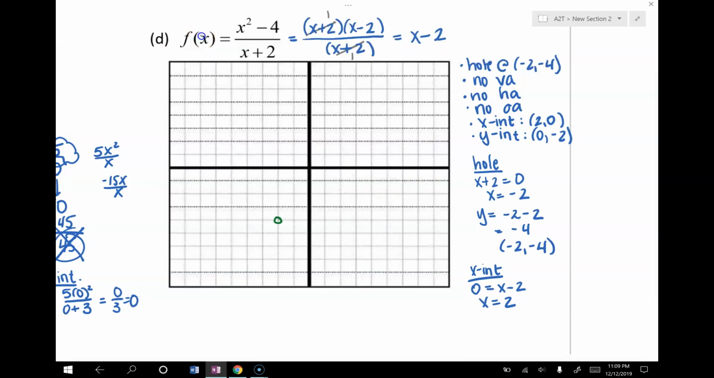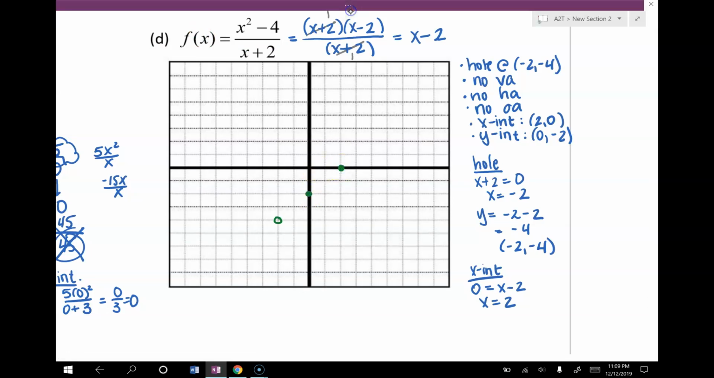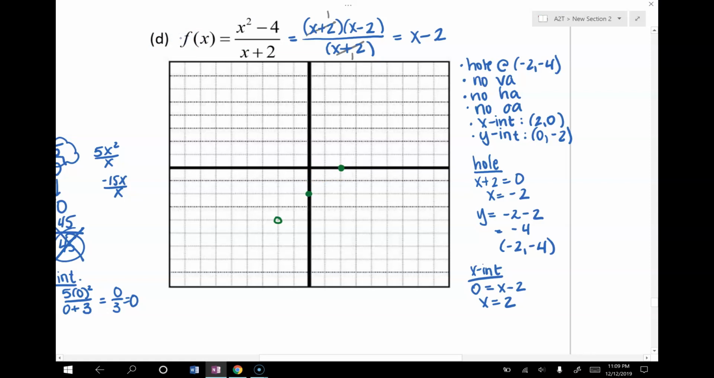So nice. I'm going to go ahead and plot those. So 0, negative 2, 2, 0. And since this is a line and you need a minimum of 2 points to create a line, I am simply going to take the hole and connect it to the intercepts. And then I'm going to extend down from the hole. And there's my function. So nice, right?